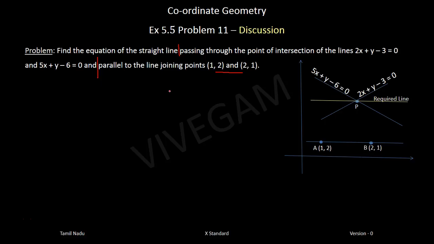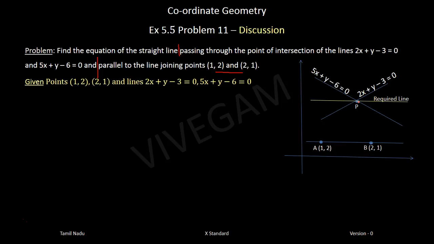Let's draw a simple diagram. This line and this line intersect at one point P, and the required line is parallel to this line AB, where A is (1, 2) and B is (2, 1). Find the slope of this line using the two-point form, and the slope of the required line will be the same because parallel lines have the same slope. Solve these two equations and get the point P. Now we have one point on the line, and we also know the slope. So using the slope point form, we can calculate the equation of the straight line.